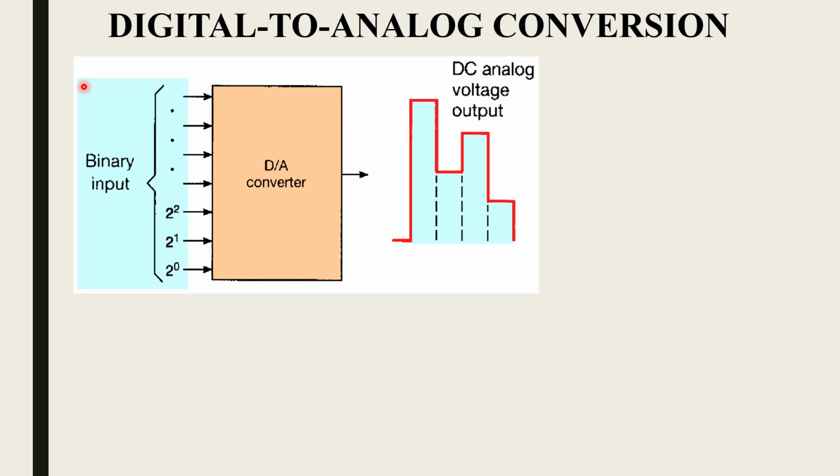In most cases, the numbers are converted to binary so that computers can work with that. But for us to do something with it, we typically have to convert it back to analog. So at the other end of our process, we've got a D to A converter, digital to analog, where binary information goes in and DC analog voltages come out.